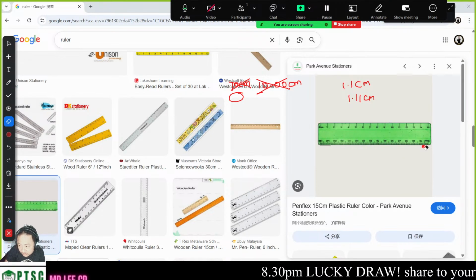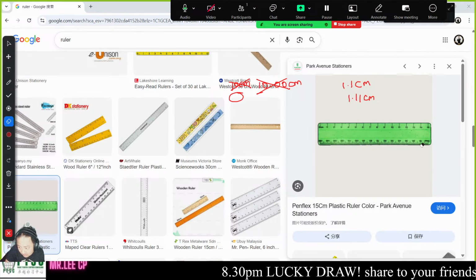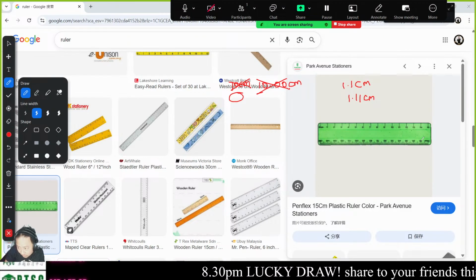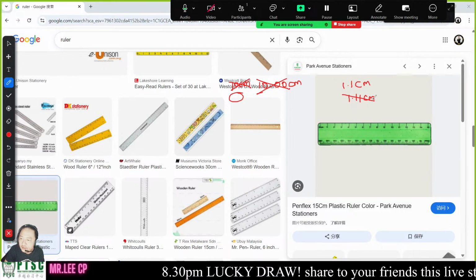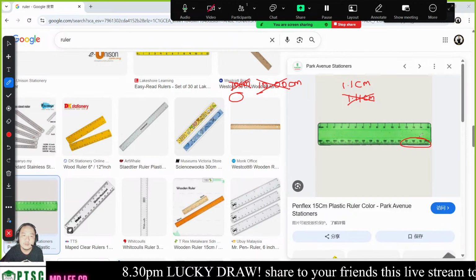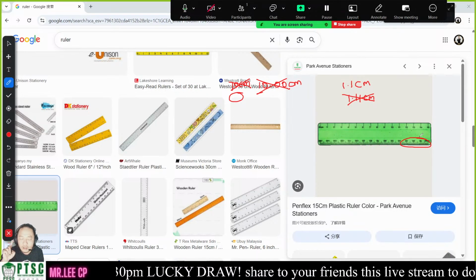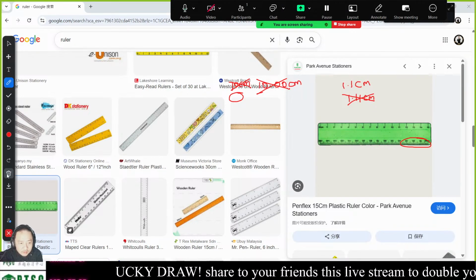I moved it already just now. 1 is here. 1.1 is here. 1.11 cannot. So cannot 2 decimal. So this one, how many decimal? 1 decimal. So your ruler is 1 decimal. Right? Ruler, that's why 1 decimal.